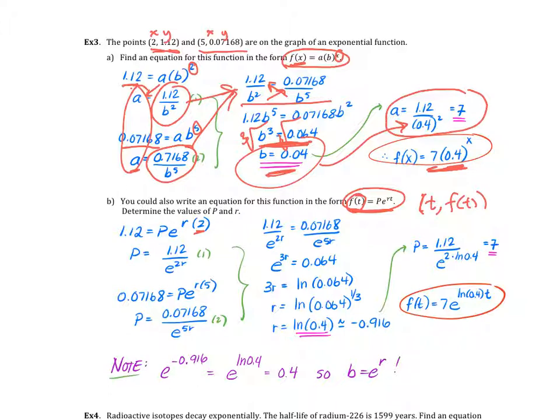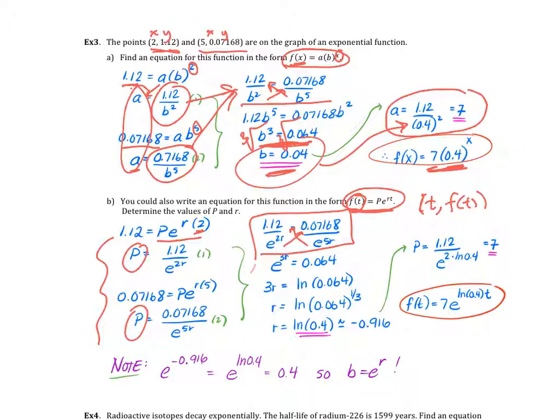So we have 1.12 equals p times e to the rt. So we put the 2 in for t. We do the exact same thing, a system of equations, isolate p, set the p's equal to each other, right? So you might want to pause, do this on your own. We cross multiply, we then divide, e to the 3r equals 0.064.